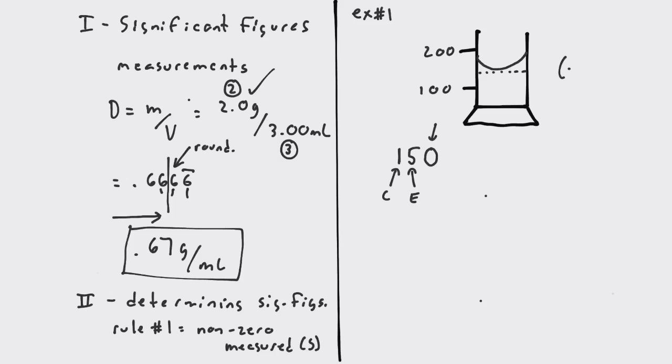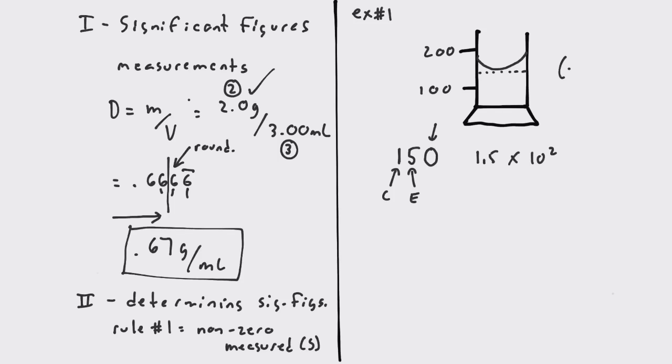If you put this into scientific notation, you get 1.5 times 10 to the second power. A zero that's not significant will always disappear when you put something into scientific notation. That means a zero that's not really measured, that we really don't know anything about.